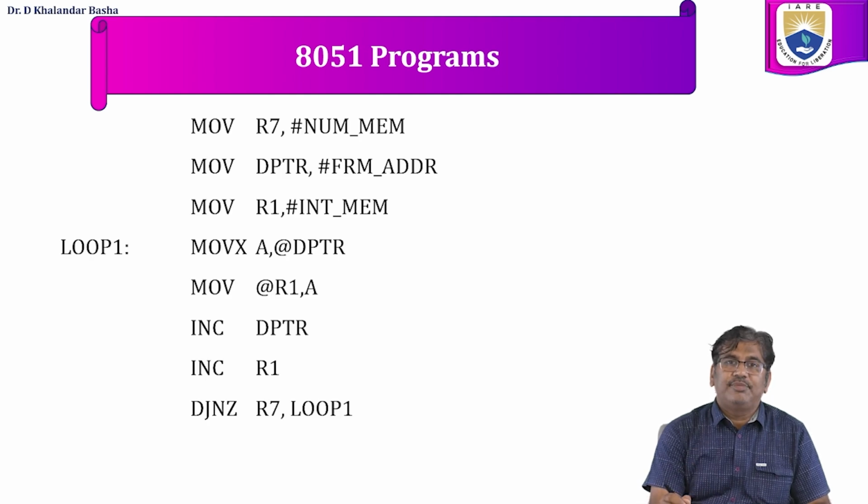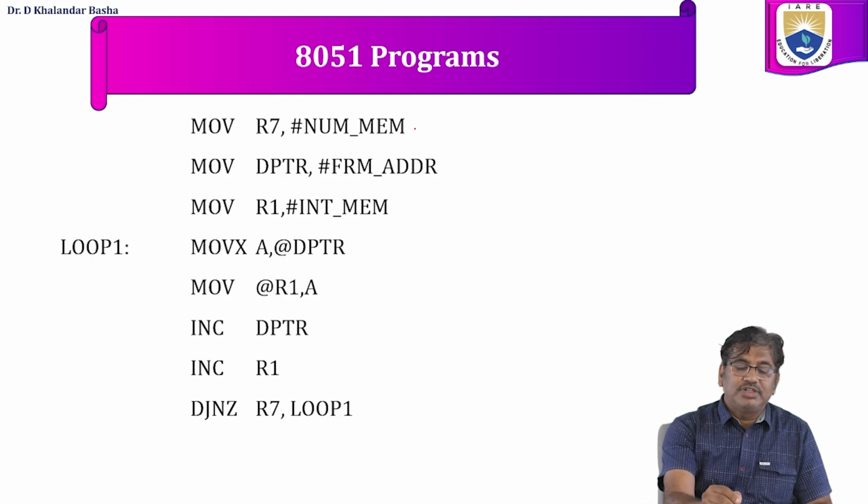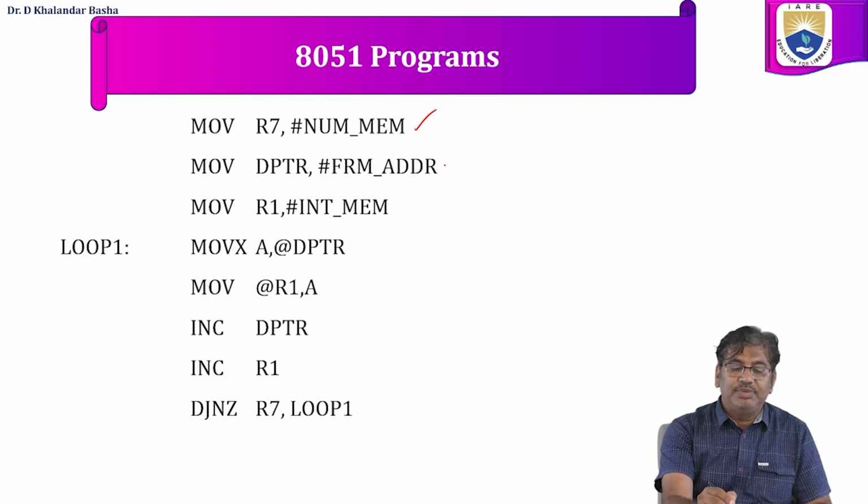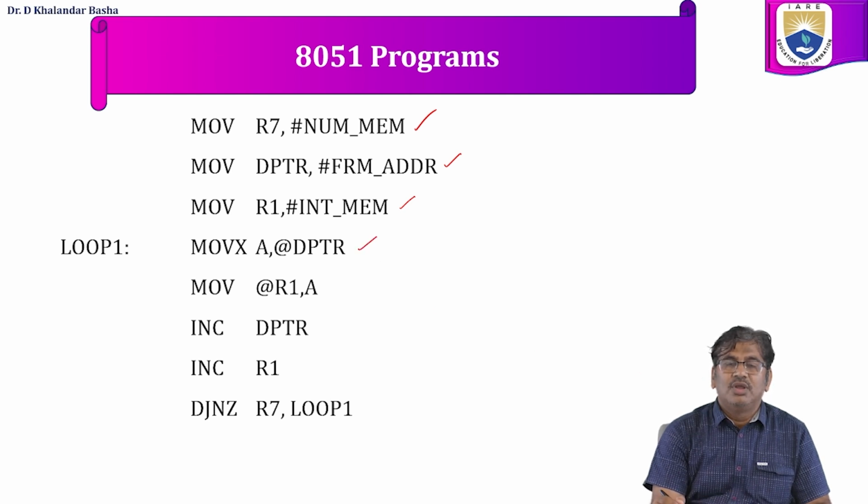Now we will see the entire program at a glance. First we will load R7 with the number of memory locations. The external memory starting address will be loaded into DPTR. The internal memory starting address is loaded into the R1 register. Then we will extract the external data into the accumulator by using the MOVX instruction: MOVX A, @DPTR.